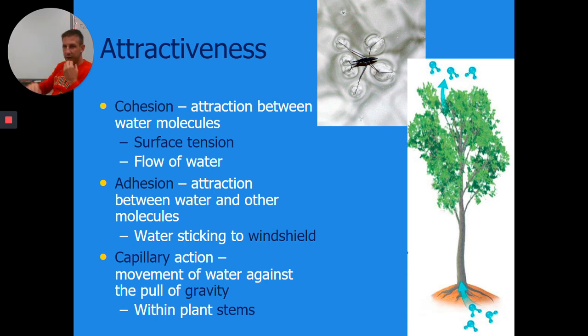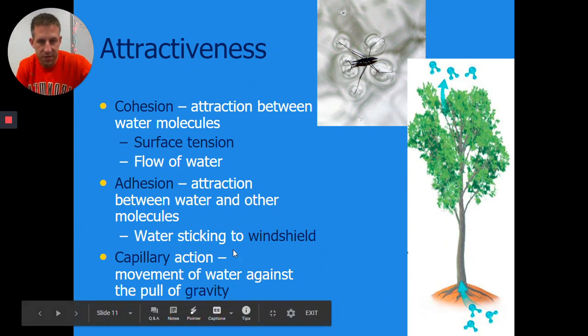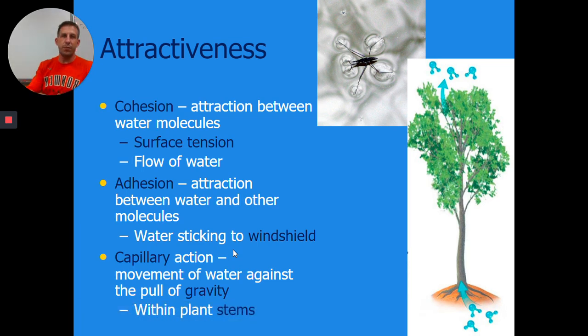Okay? And so the example that's given here, and you've all seen this before at some point, is when water sticks to the windshield. You see little beads of water all over the windshield after it rains, right? And the reason that it's not sliding down is because the water has some kind of attractiveness. It is attracted to the molecules of the windshield, and that is what we call adhesion. Okay. Now, these two things, adhesion and cohesion, work together in a process known as capillary action.